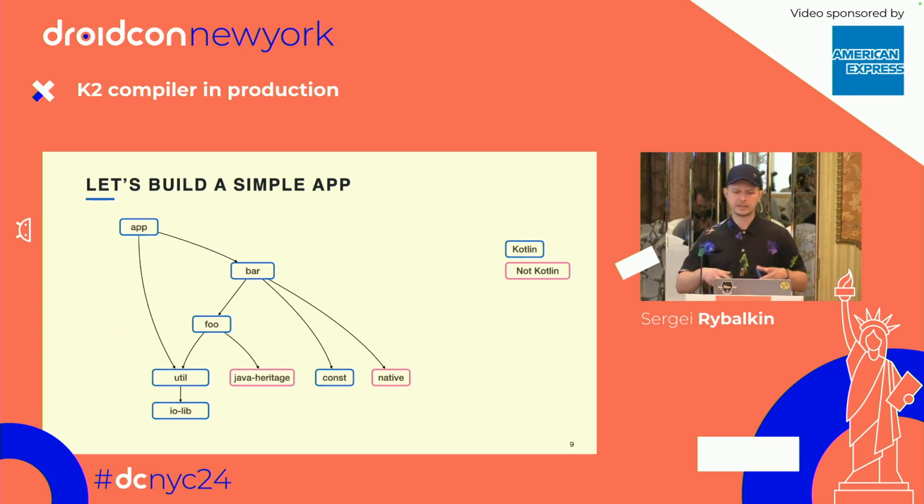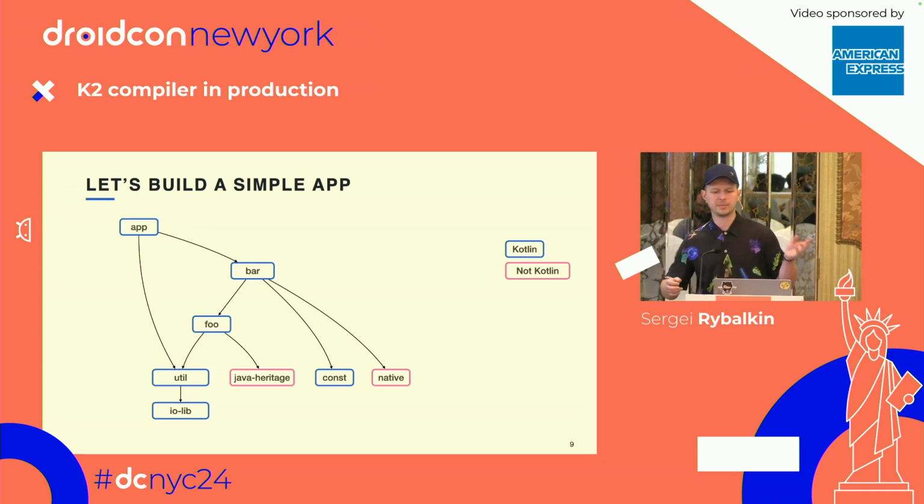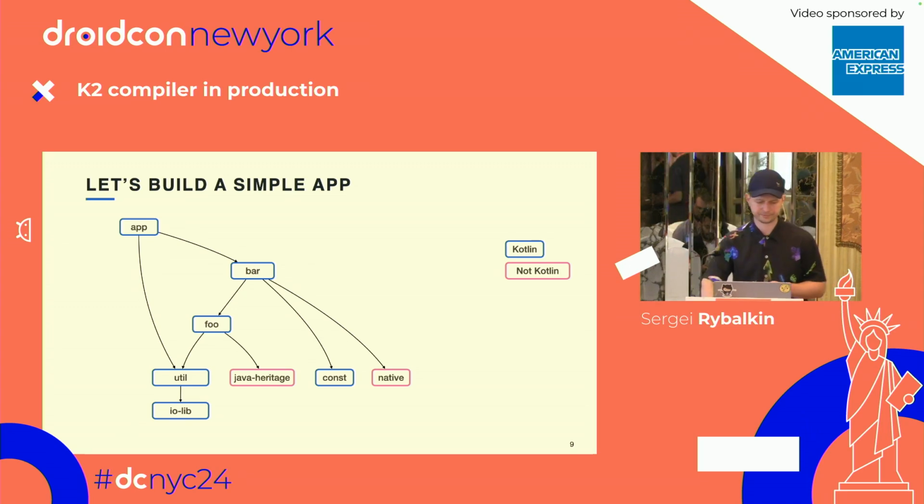For today's talk, let's imagine we are building a simple app. It has multiple dependencies. Some of them are Kotlin, some of them are not Kotlin. It has some hierarchy: app depends on bar, which depends on foo, utils, a library, some Java heritage, and some native code there.